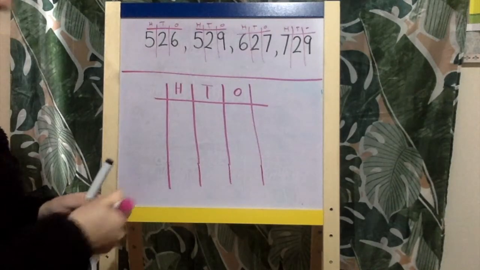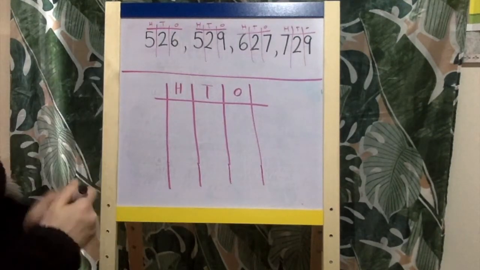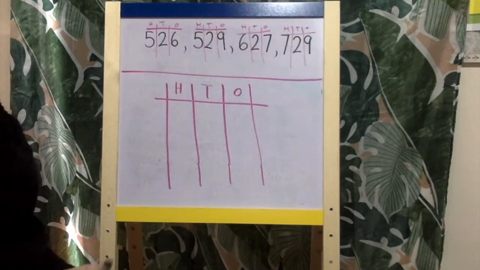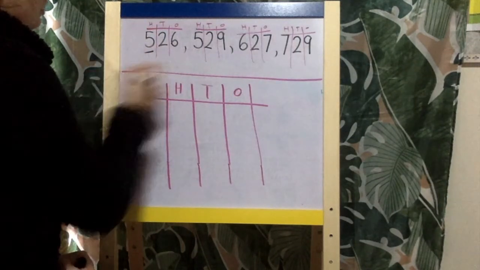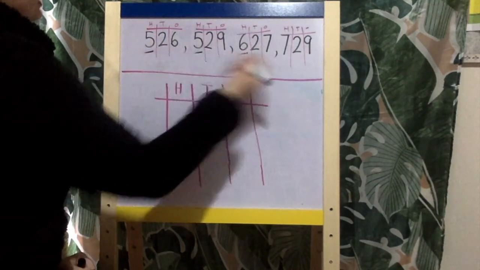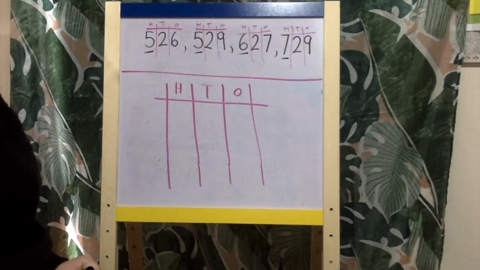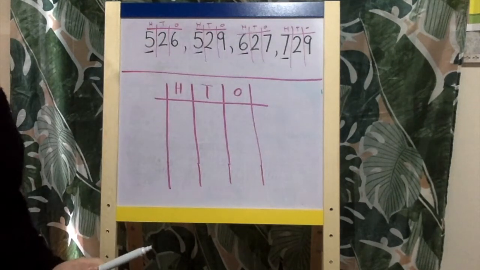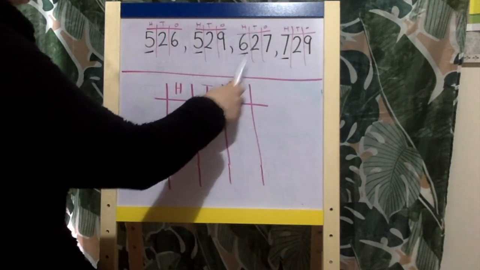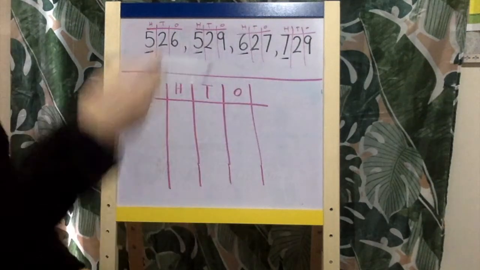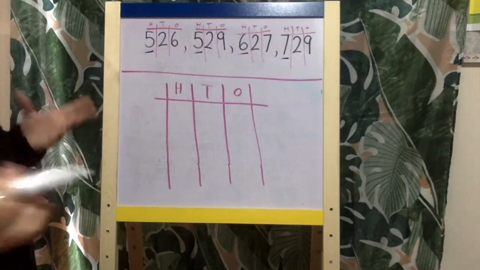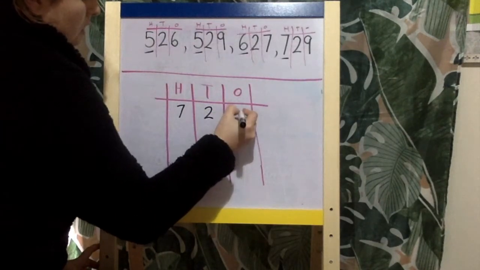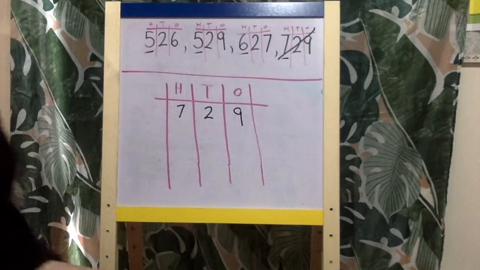So let's start with our hundreds place, because we need to go from left to right to read which number is bigger. So here we've got 500, 500, 600, 700. Now there's 2 numbers that are bigger than these two. So we've got 6 and 7. Which number is bigger? 7. So that is our biggest number. We're going from biggest to smallest. So 729. That number is done.